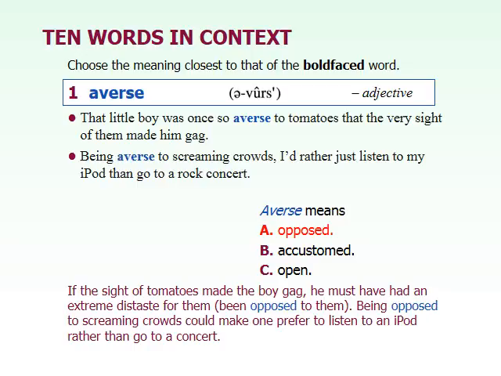In the second example, the person is averse to screaming crowds, meaning that those crowds, really loud crowds of people, make the person feel bad or feel uncomfortable. Some people actually have a phobia of crowds. So averse is a word that you may also hear in the doctor's office if you go there.